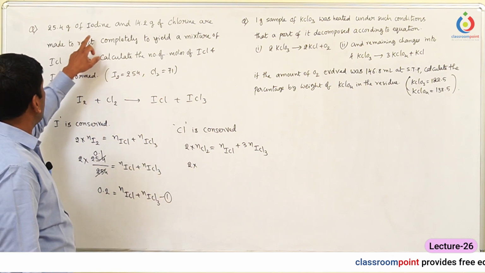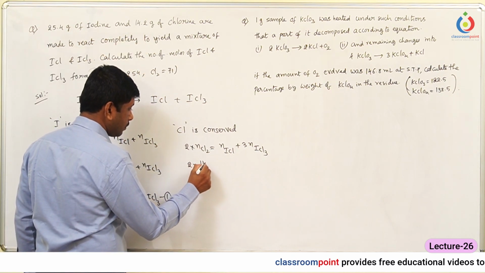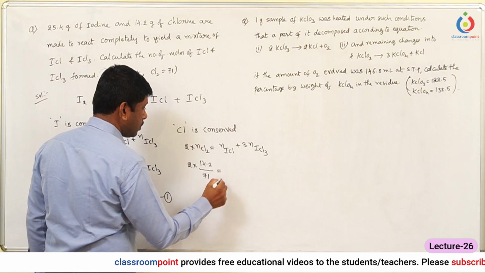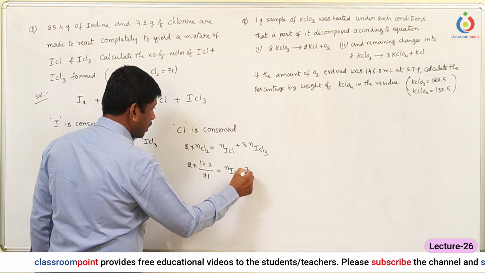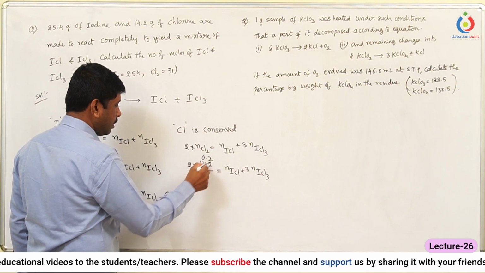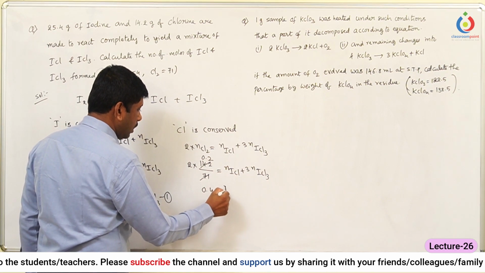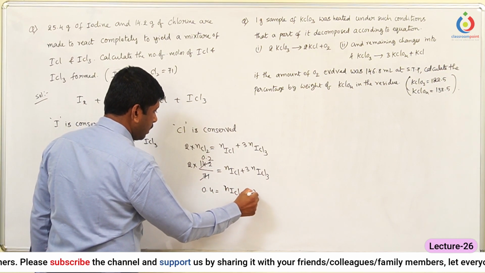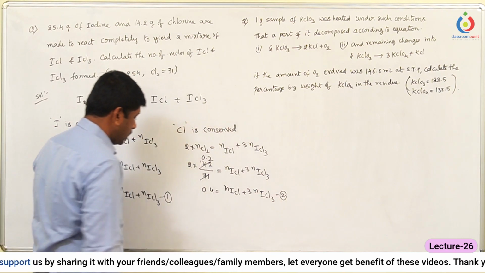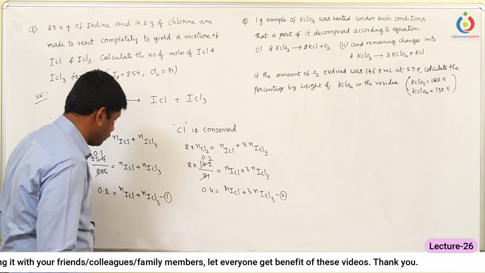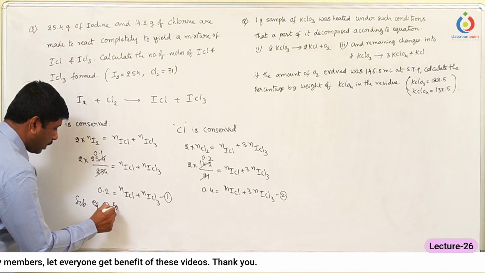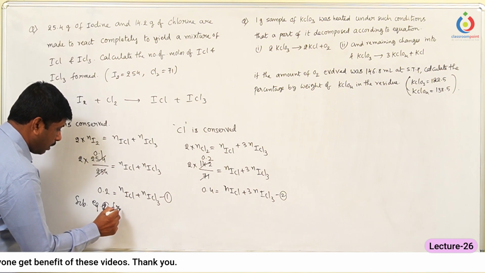Weight, how much is given? 14.2, divided by molecular weight, which is 71, is equal to number of moles of ICl plus 3 into number of moles of ICl3. So this goes 0.2 times. So this value equals 0.4, number of moles of ICl plus 3 number of moles of ICl3. So now this is equation number 2. Subtract equation 1 from equation 2.